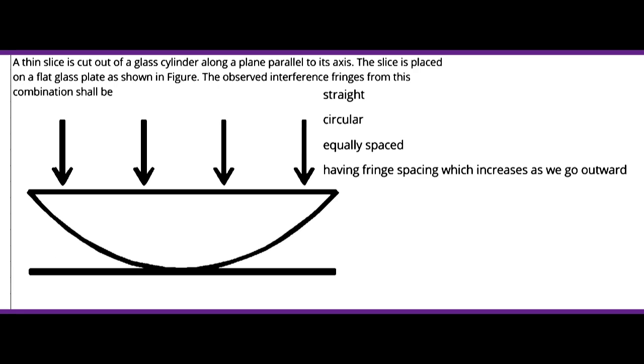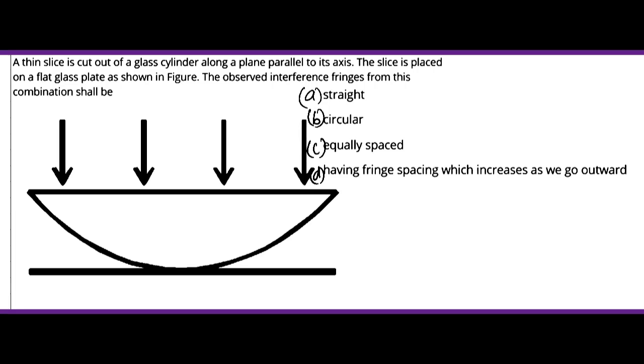Hello, we are given a question, and the question says a thin slice is cut out of a glass cylinder along a plane parallel to its axis, right? So we have cut the cylinder along a plane parallel to its axis. The slice is placed on a flat glass plate as shown. The observed interference fringes from this combination shall be what? Whether it is A, straight, B, circular, C, equally spaced, or D, having fringe spacing that increases as we go outward.